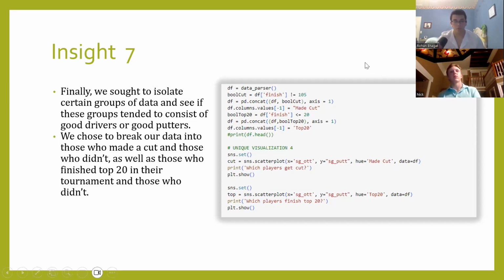And so we broke our data into 2 categories 2 times. The first time we said, if we look at players who made a cut and players who didn't make a cut, how do their driving and putting abilities compare? And then also if we break it a little higher and we say players who finished top 20 in a tournament versus players who didn't, how did their putting and driving abilities compare?